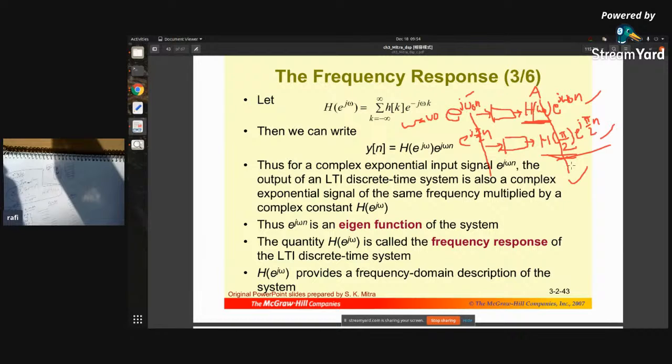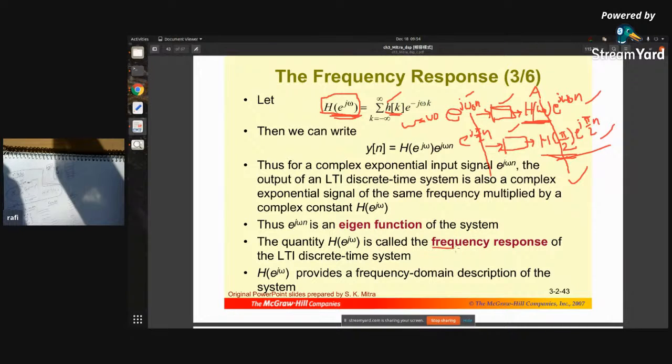So what does this H of omega depend on? H of n, or H of k. It is the characteristic of the system, because h of k is the impulse response of the system, and H of omega depends on the impulse response of the system. This H of omega gives the characteristics of the system in the frequency domain. H of k represents the characteristics of the system in the time domain, whereas H of omega gives the characteristics of the LTI system in the frequency domain.